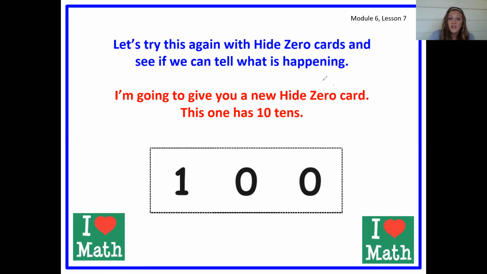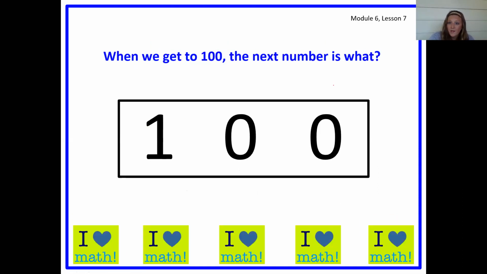All right, so let's try this again with our hide zero cards and see if we can tell what's going to happen. This one we would have had in our classroom. We only went up to our 10s place value right now, right? Well, now this one has 10 10s in it, because if I cover up this 0, I still would have the 10 over here. So we know that 100 is the same as 10 10s, okay? So if I have 100, what's the next number?